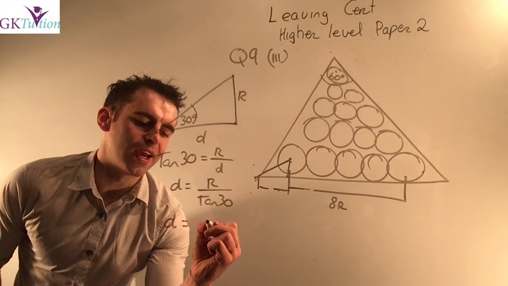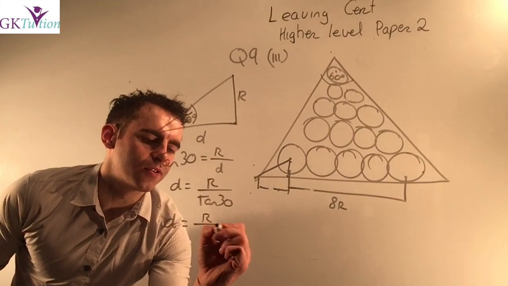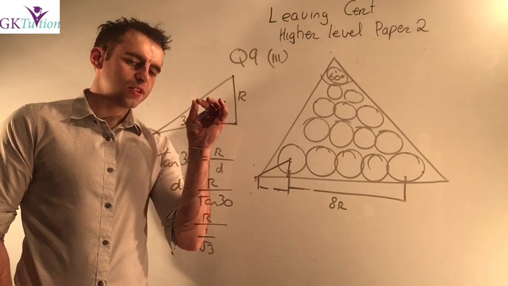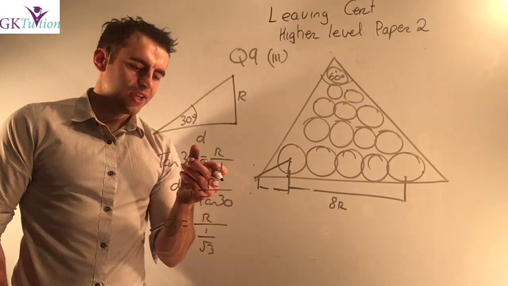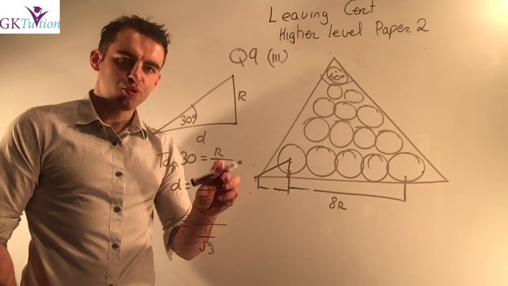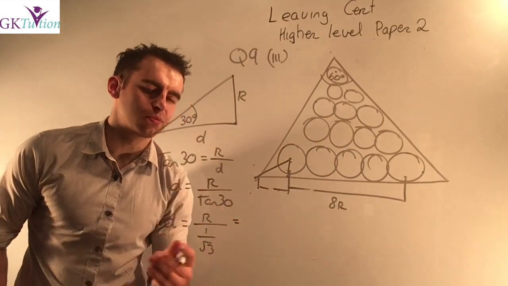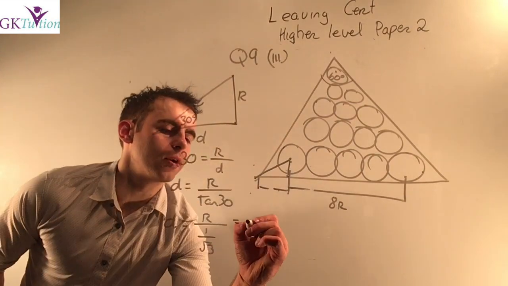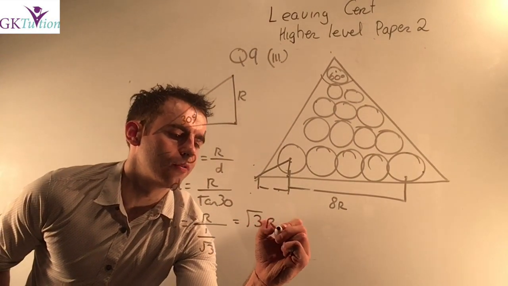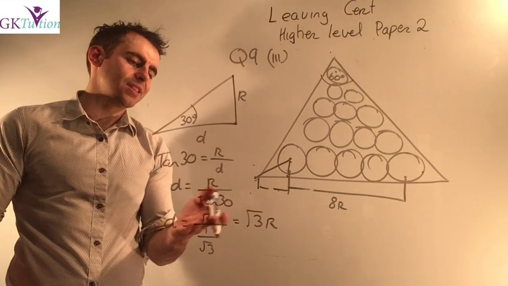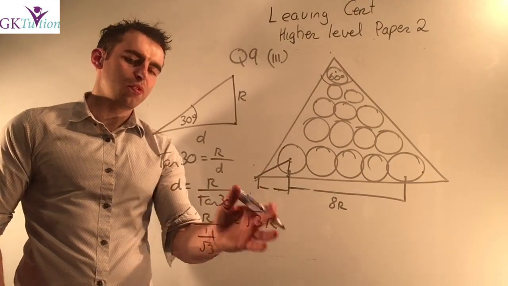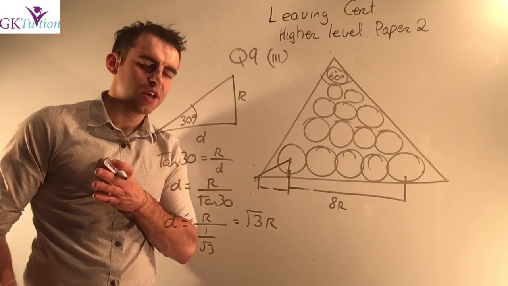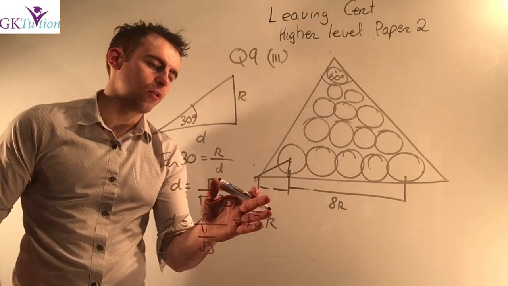Now, if I simplify that down, the tan of 30 works out as 1 over root 3. But dividing by 1 over root 3 is the same as multiplying by root 3 over 1. So I can just multiply by root 3 over 1. Obviously, root 3 over 1 by r is just the square root of 3 r. So this distance here can just be written as root 3 r. That's the tricky calculation in this question. Now the rest of it is relatively straightforward.